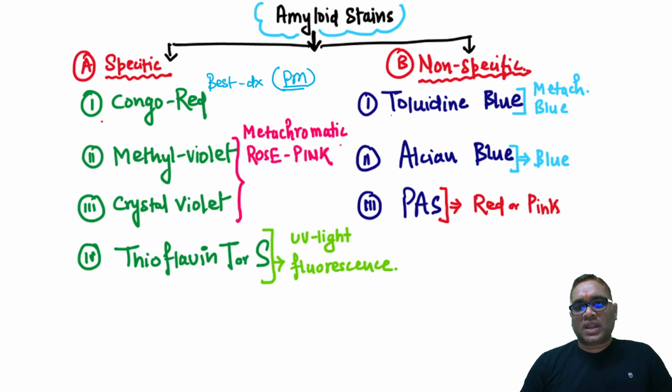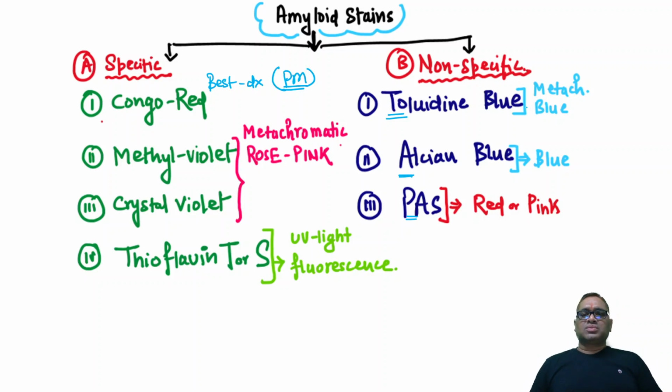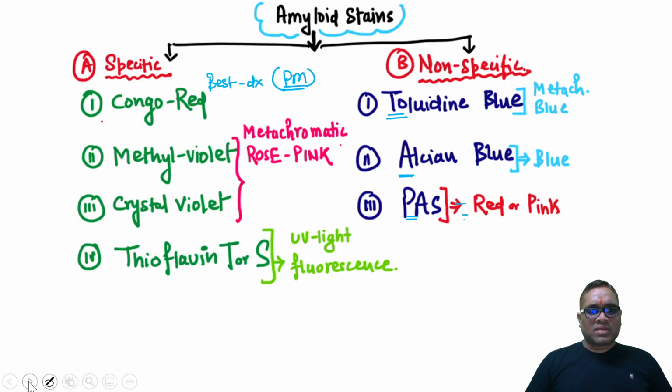Non-specific stains, there are three names you have to remember: toluidine blue, Alcian blue, and PAS staining. Toluidine blue and Alcian blue will show you blue colored granules of the amyloid, and PAS staining will show you red or pink color. So let's see one by one.